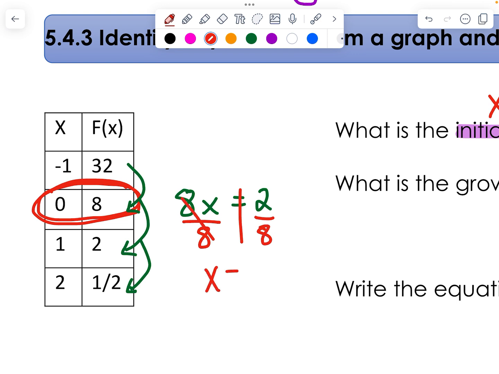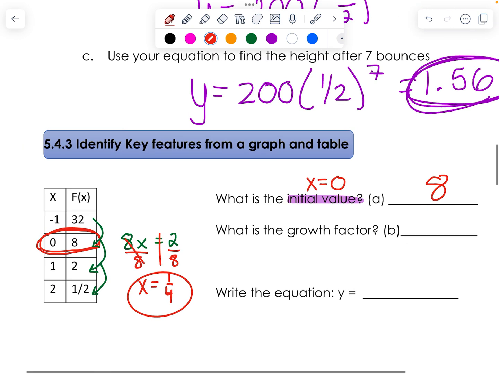So x equals 2 over 8, or 1/4, if you use a calculator to simplify that. This is your growth factor, which means we're dividing by 4 or multiplying by 1/4. So then you can write your equation. We start at 8, we multiply by 1/4 to the x.